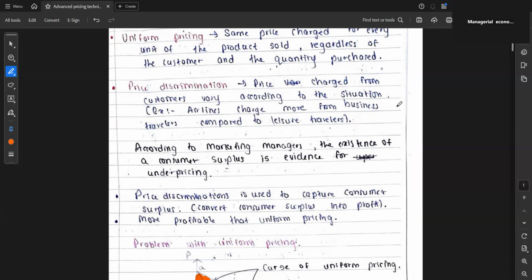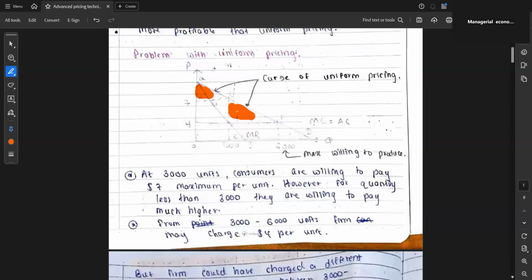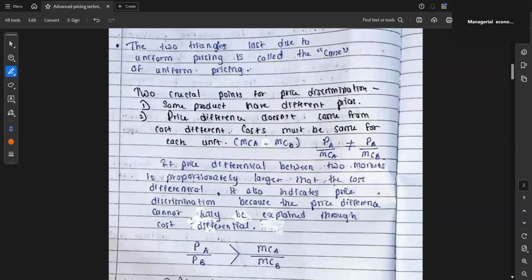So in price discrimination, there should actually be two points. The different prices should not come from different costs. That is one. Here are the two crucial points for price discrimination. The same product should have different prices. So these products should be identical. They cannot be different products. So the same product should have different prices. And the other thing is, price discrimination should not come from cost difference.